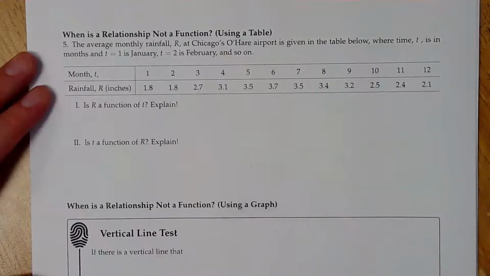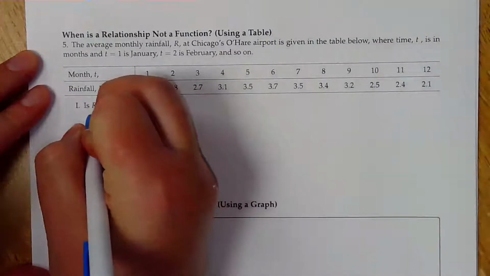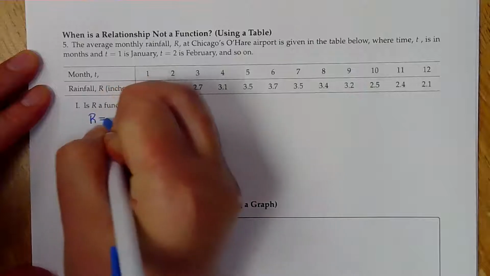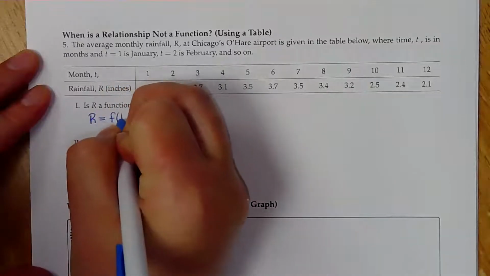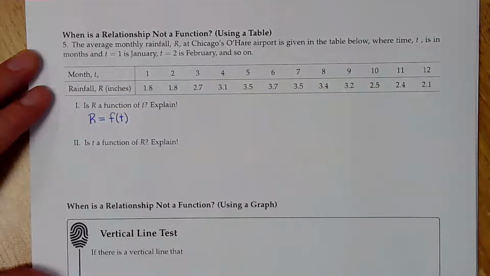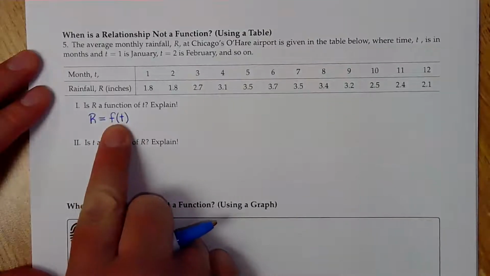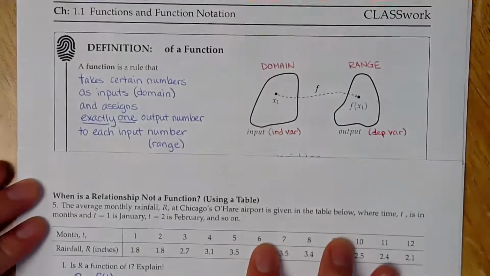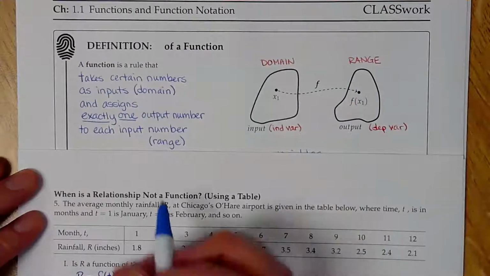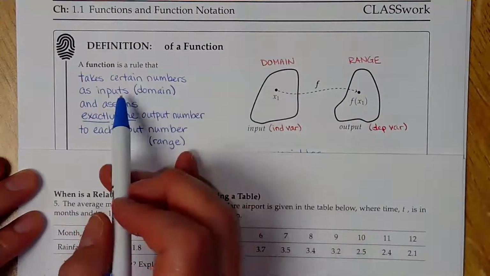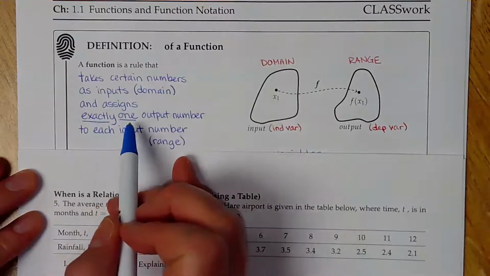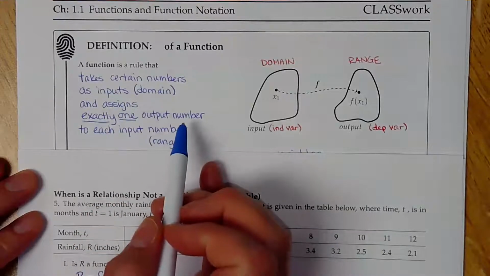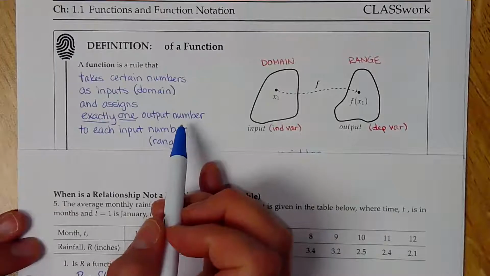So this first question is, is R a function of t? The way that we would write that is that R is equal to f of t. It looks like this. Okay, so t is our independent variable. And let's go back and take a look at our definition of what a function is. A function takes a number as an input and assigns exactly one output number. So you need to make sure that each input has only one output.